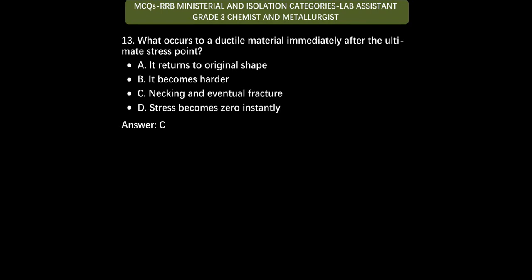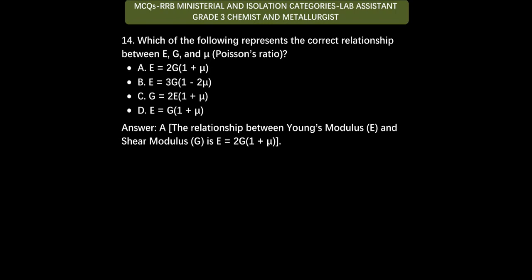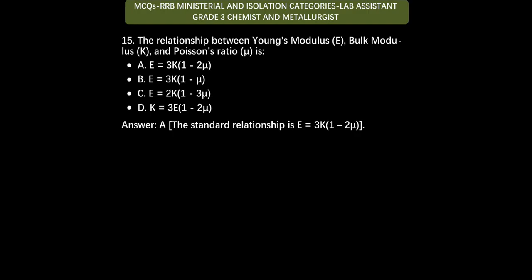What occurs to a ductile material immediately after the ultimate stress point? Option C, necking and eventually fracture. Which of the following represents the correct relation between E, G and mu? Option A, the relationship between Young modulus, modulus of rigidity, and Poisson ratio.